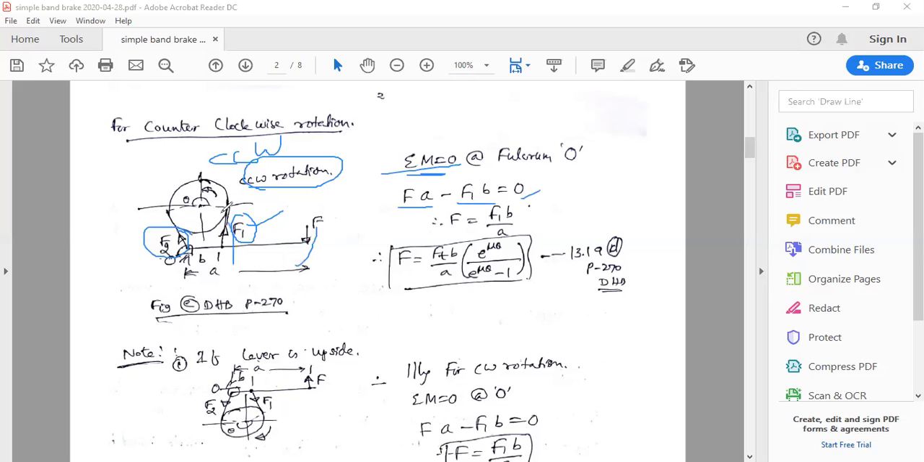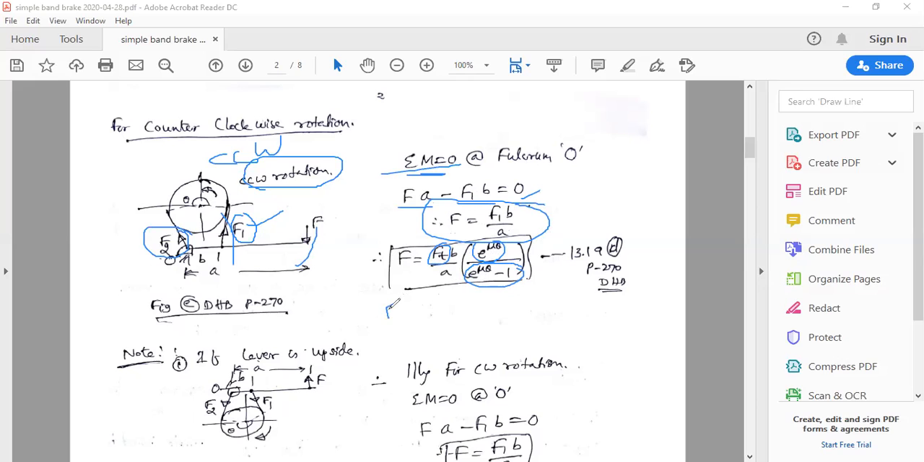So again, taking moment about the fulcrum point, Fa minus F1b is equal to 0. The same thing we derived earlier, so that F is equal to F1 into B divided by A. That is the equation we get now. Again, F1 is replaced by Ft into e raised to mu theta, divided by e raised to mu theta minus 1.